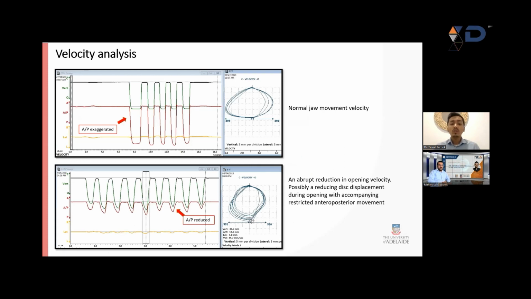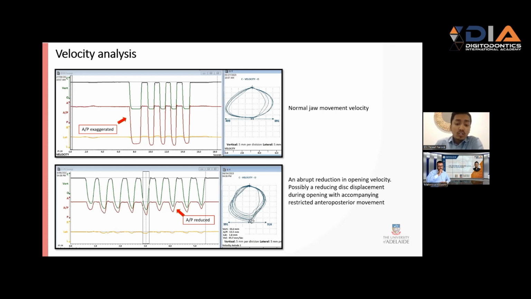And we can also use this with velocity analysis to properly understand if it is a jaw joint related disorder or a dental disorder, a musculature issue, or something more neurological. Now, for velocity analysis, I have put up a normal velocity wave right here from one of our participants. Now, if you see that there is an abrupt reduction in opening velocity, like you see right here from another participant, it might possibly indicate a reducing disc displacement at some point with restricted anteroposterior movement.